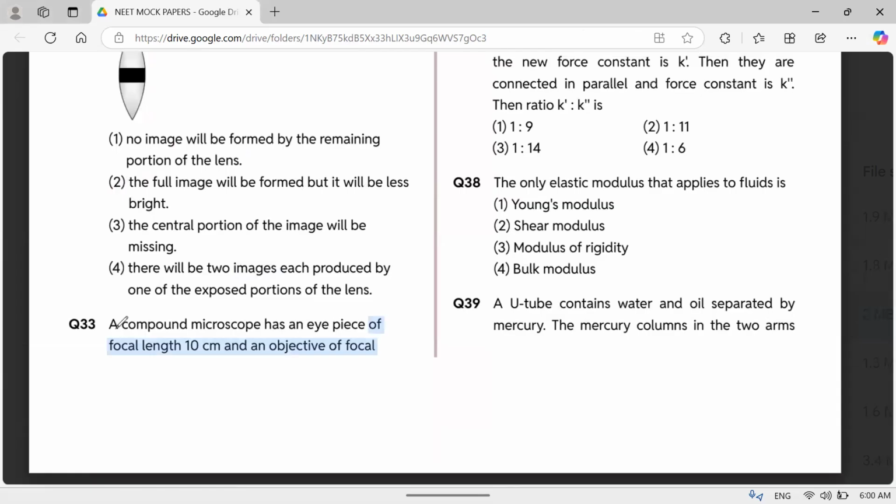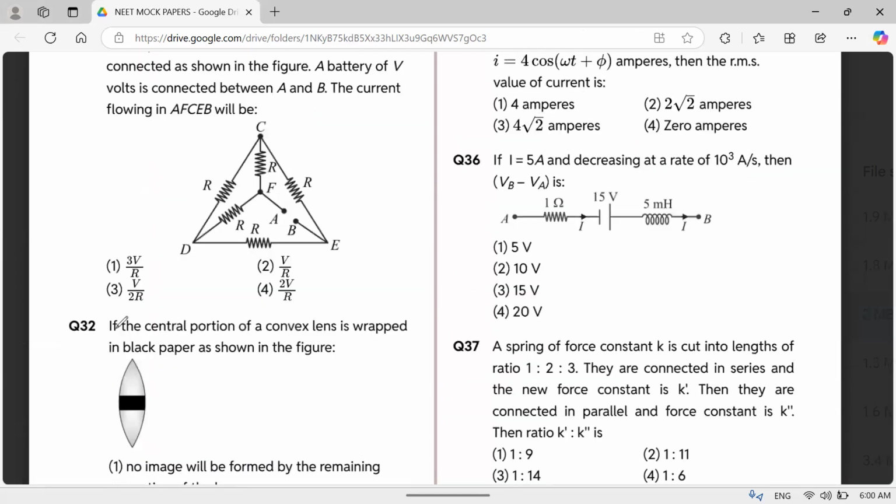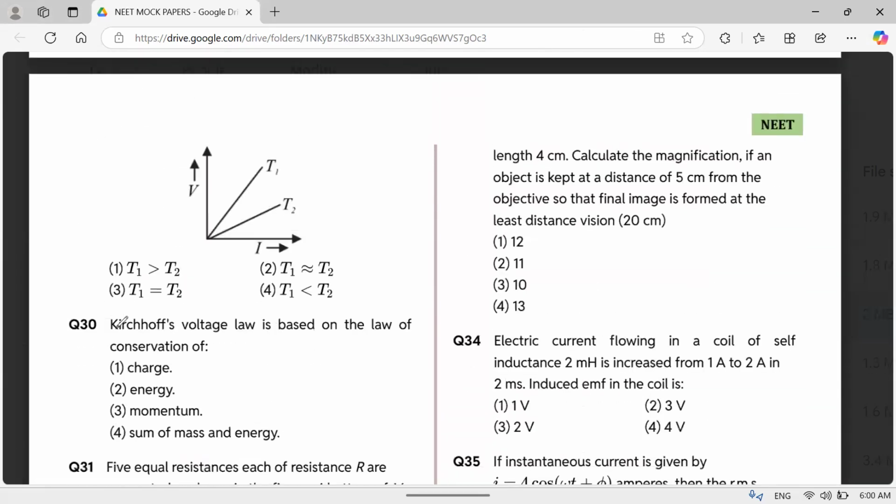A compound microscope has an eyepiece of focal length 10 centimeter and an objective of focal length 4 centimeter. Calculate the magnification if the object is being kept at a distance of 5 centimeter from the objective so that the final image is formed at the least distance of distinct vision. For the final image at the least distance of distinct vision, what is the formula, beta? Magnification M is equal to image distance divided by object distance into 1 plus d by focal length of the eyepiece.